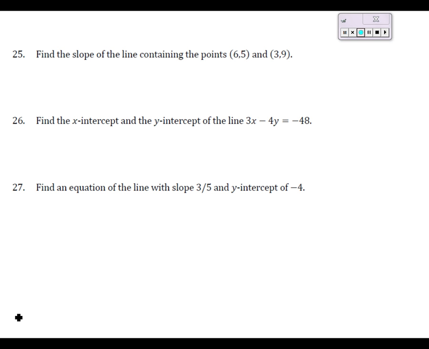We're looking at lines in particular, and we want to think of lines as having a y-intercept and a slope in particular on number 25. So what is the slope of the line that passes through both of these points? So you could draw this out and maybe count some blocks.